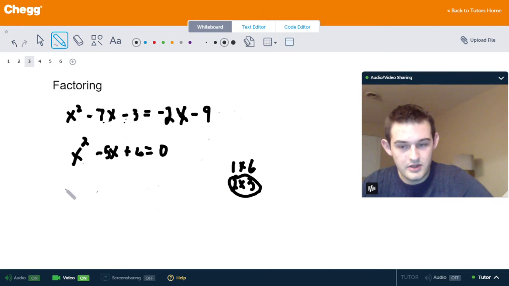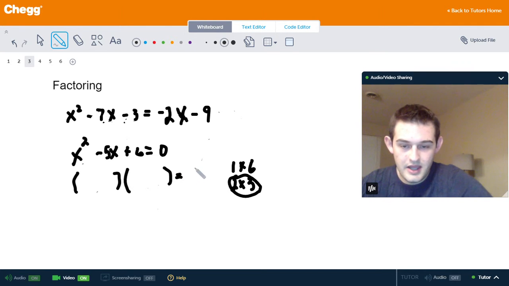Okay. So when I factor, I have 2 parentheses multiplied together. Those are going to equal 0. And so the first thing I'm going to add here is this x, right? So x, and then multiplied by x, is x squared. Now from here, I decide what my other terms in here will be.